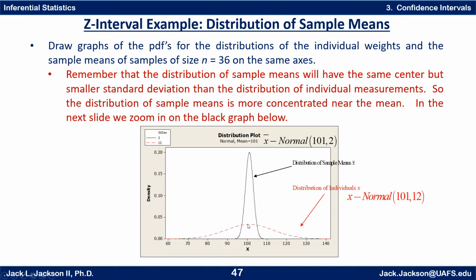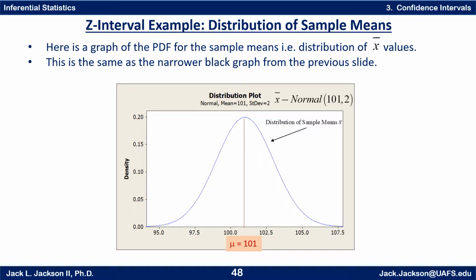So this red one, this shorter, fatter one, is the distribution of individuals. The sample means are going to have a tendency to be clustered up near the mean and more normal if the original one wasn't normal. In this case, they're both perfectly normal. And so we're going to take this black graph and redraw it on the next one, zoomed in a little bit. And that black graph from the previous slide is now the blue graph on this slide.